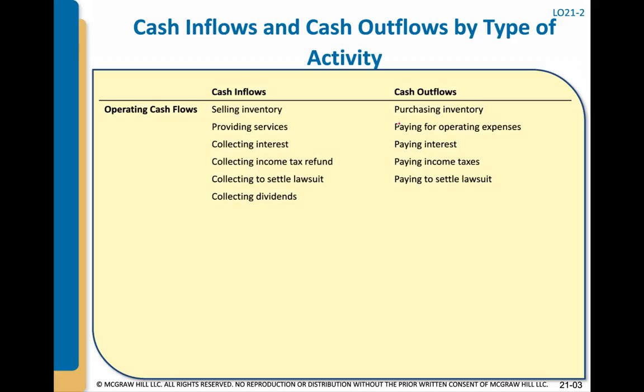When we're talking about the operating activities and we have to report the cash inflows and outflows, these are items that relate to the day-to-day operations of the company, such as selling and purchasing inventory, or if they provide services, then they're providing services. Every company has to pay for their operating expenses, whether they're collecting interest or paying interest, that's an operating activity. Having to deal with taxes is part of running a corporation. A corporation might have to enter a lawsuit where they either collect or have to pay, and collecting dividends.